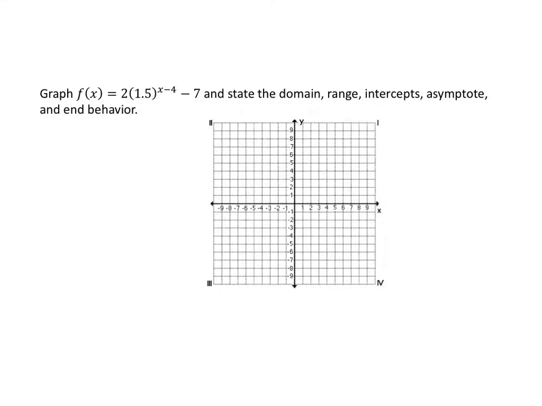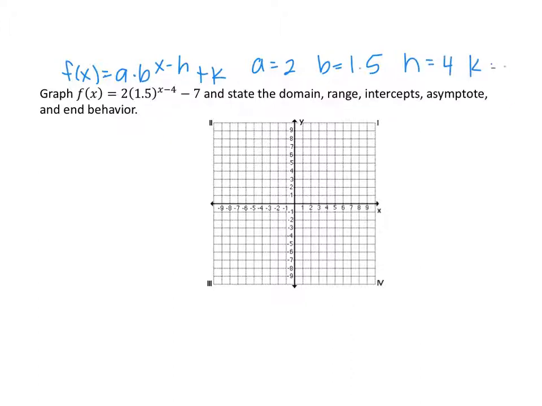Okay, we're going to graph this exponential function. I'm going to write the general form just above it so we can see what all the variables are. Because the first thing we want to do is graph just b to the x. So the a is the 2, the b is the 1.5, the h is 4, and k is -7.